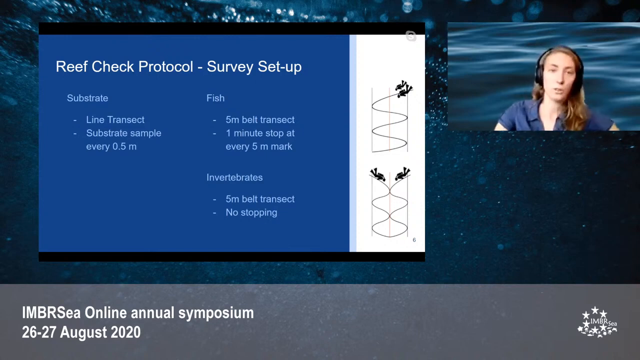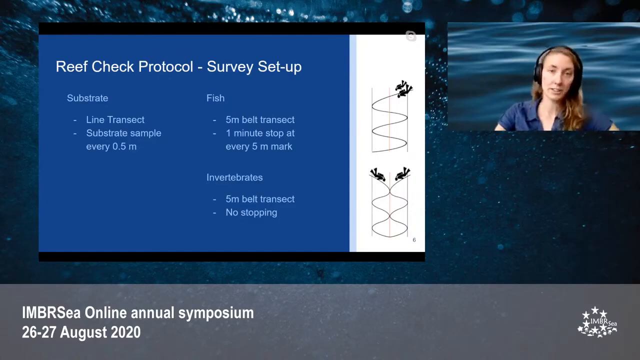And the upper one shows the movement for the fish survey, where 2 divers swim next to each other in zigzag lines over the belt transect. And at every 5-meter mark and at the beginning of each segment, they hover for 1 minute and count the fish in the water column. And then they move forward to the next 5-meter mark. For the invertebrate survey, the divers split. So each monitors only half of the belt transect, and they swim in synchronized zigzag without stopping.